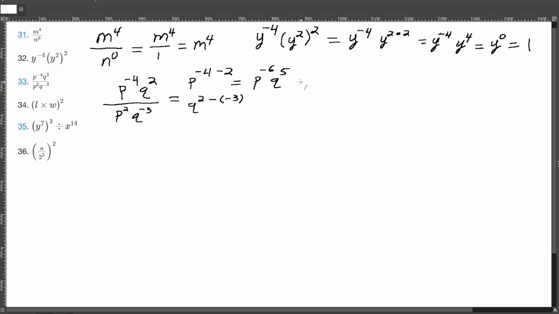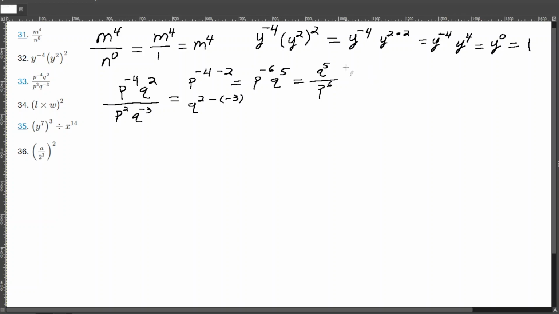Now this p to the negative 6 needs to go downstairs. Q to the 5 will stay upstairs. And that will literally be our answer. So q to the 5th over p to the 6th.